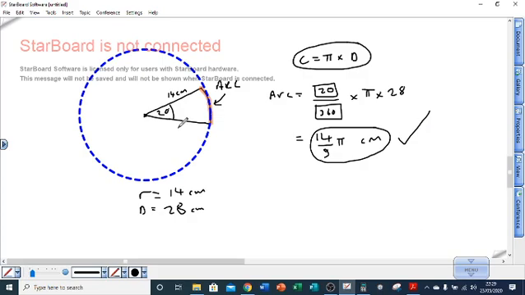Right, that's how you work out an arc. So it's a fraction of the full circumference, so we use fraction 20 over 360 times pi times the diameter, and you must make sure you use the diameter.